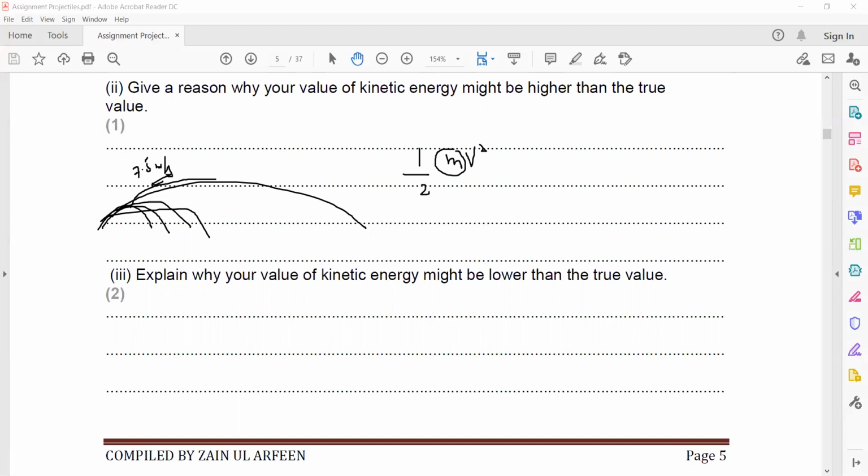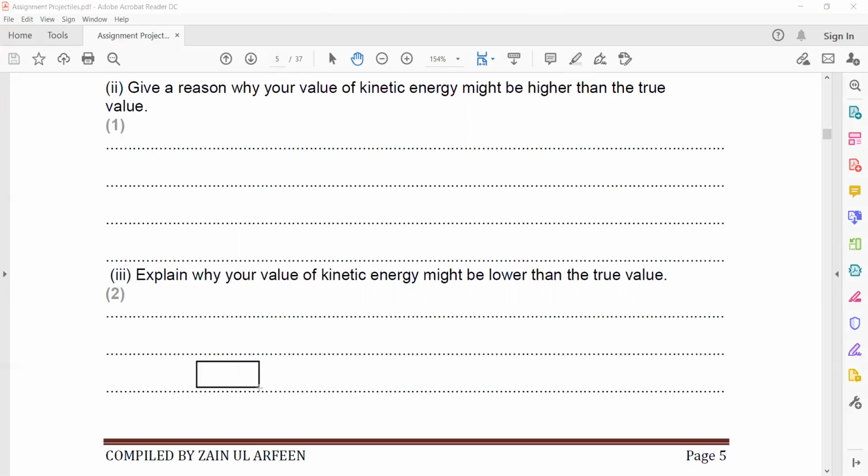And the second part, they're saying explain why your value of kinetic energy might be lower than the true value. Like the true value is higher, but our value of the kinetic energy might be lower. Because as the liquid is coming out from the bottle, it is coming out with a speed of 7.5.